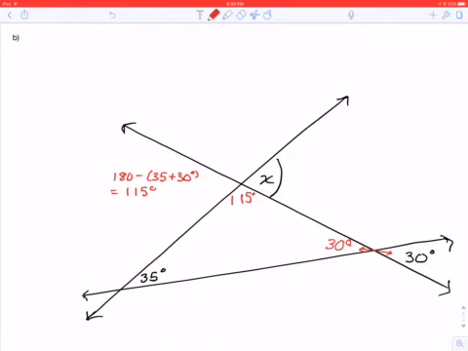Well, that third angle is supplementary to angle x. So to find the measure of angle x, all I have to do is take 180 minus that third angle, the 115. The supplementary angles always add up to 180, so I get that angle x is 65 degrees.